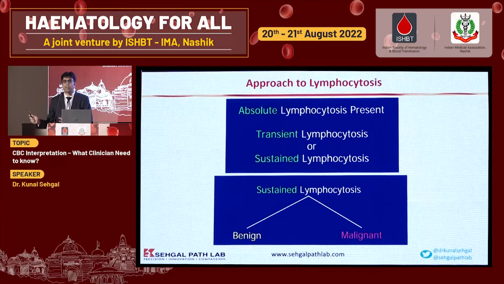Now, if you have absolute lymphocytosis, is it transient or sustained? We know in a patient of dengue, you can see almost close to absolute lymphocytosis. Infectious mononucleosis, it's very common. And especially in infectious mononucleosis, the lymphocytosis persists for almost 2 to 4 weeks, depending upon how severe the disease was. So is it sustained or transient? If sustained, is it benign or malignant? That's the process which we would like to follow.